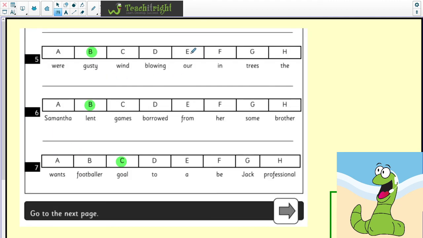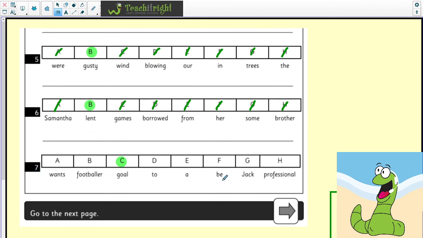Question 5. Our trees were, what were they doing? Blowing in the wind. Question 6. Now we have got a proper noun, so we can start with Samantha. What did Samantha do? Samantha borrowed some games from her brother. So lent is the superfluous word there.